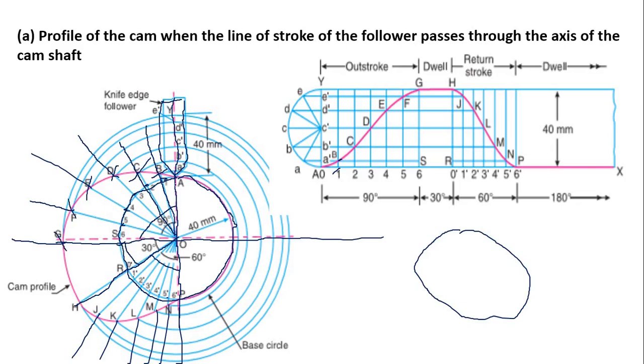Now we are getting some points, that is 0, 1, 2, 3, 4, 5 and 6. Now we are getting 6 points from the outer stroke. Similarly, students, we can get points from the displacement diagram for the return stroke.